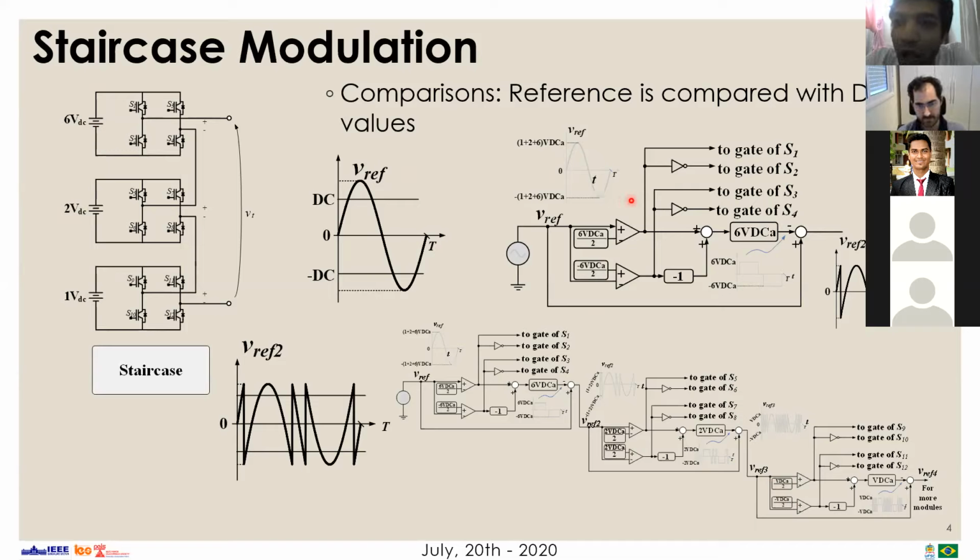Yeah, yeah. And what was the thought behind this staircase modulation? Is this your proposition or has it been discussed previously by some researchers? Yes, no, this is quite traditional. You can find this in a lot of papers. This is quite old, actually. Any references for this? Any reference books? Nikhil, a lot of references. Yes. Check it. So it is fine.